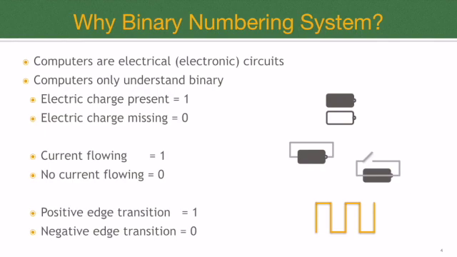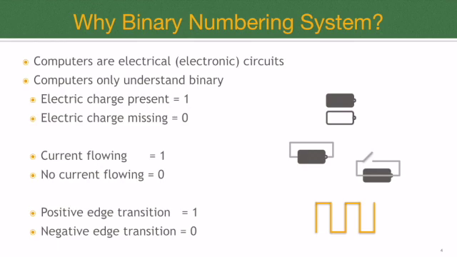Some of the examples where the binary comes into play in the computers: when the charge is stored in a device, then we say that it can provide the current and that represents the value of 1. When the charge is missing, the electric circuit cannot be used and that represents a value of 0 in the computers.